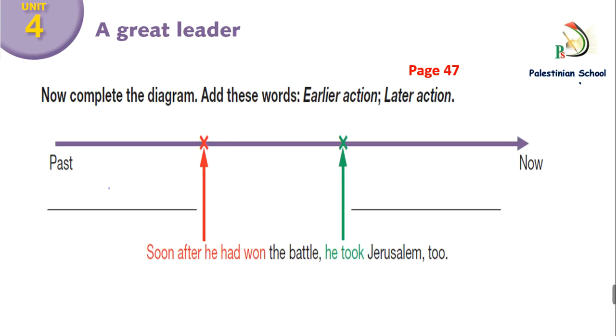Here in this exercise, complete the diagram. Add these words: earlier action and later action. Look here, we have soon after he had won the battle. So after he won the battle, what happened? He took Jerusalem. So we have the battle first, and the battle, for example, took days, and after he finished, he took what? He took Jerusalem. So we put this with the past perfect and this with the past simple. And this is past perfect, we put it earlier action, the action which happened before, and this we put later action.